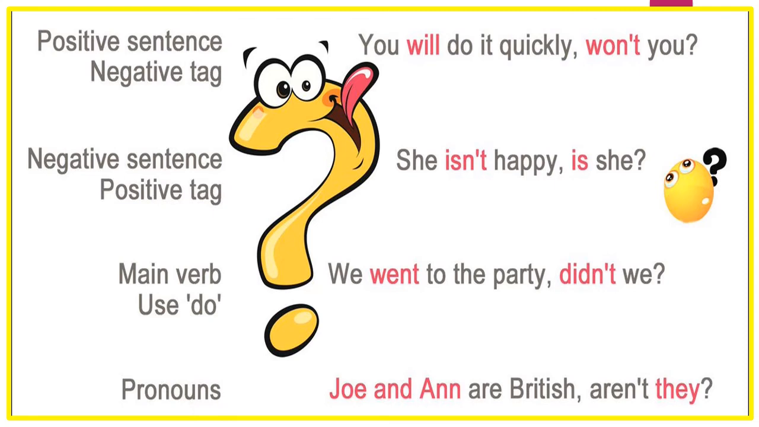No, we have to use it in its pronoun form. What's the pronoun form? Yes, of course. They is the pronoun form. So what's the tag? Aren't they? So, Joe and Anne are British, aren't they?